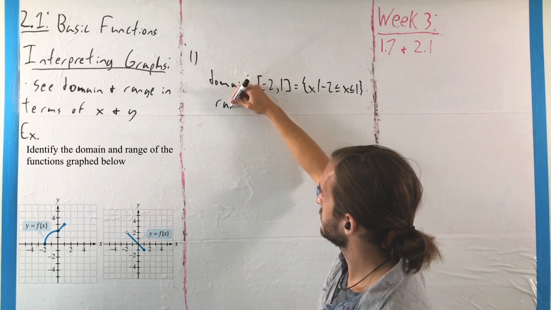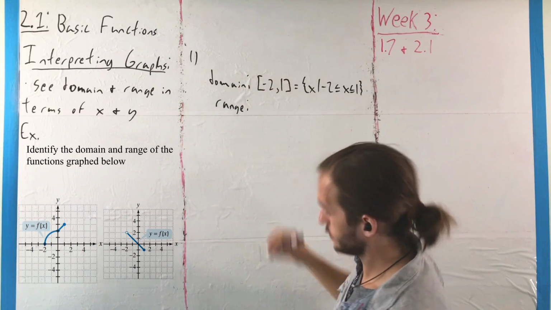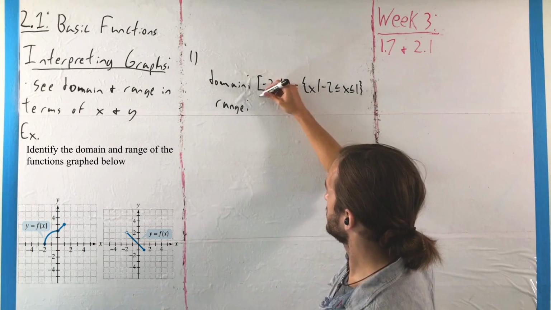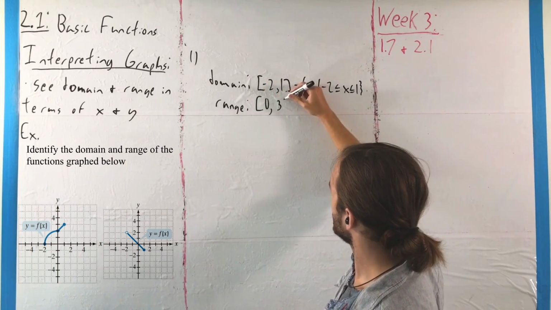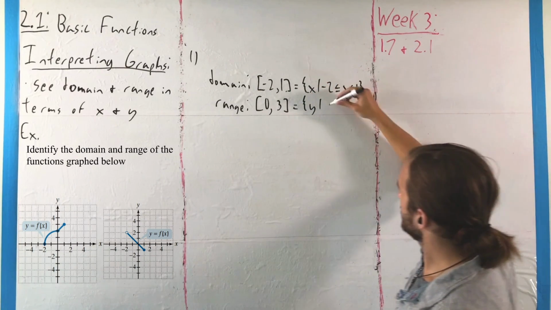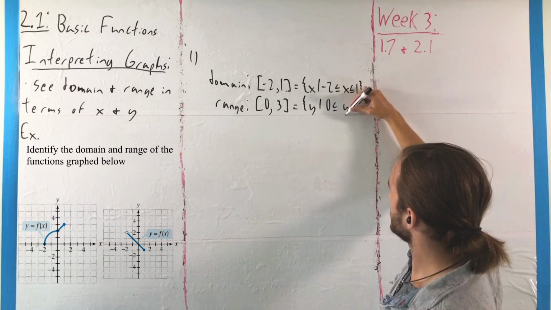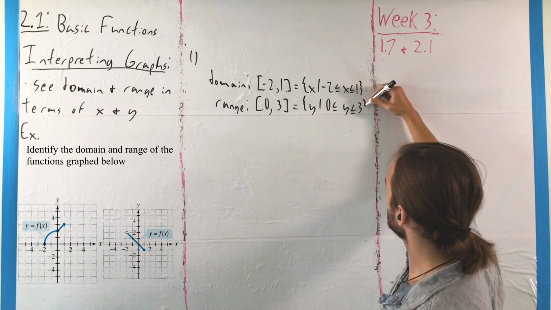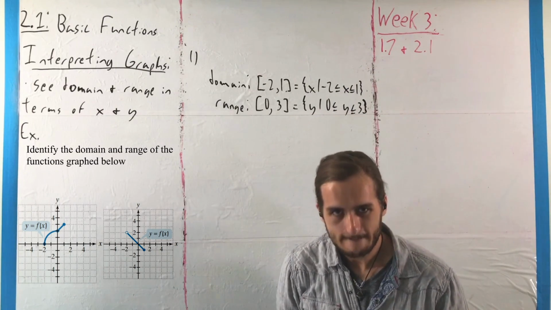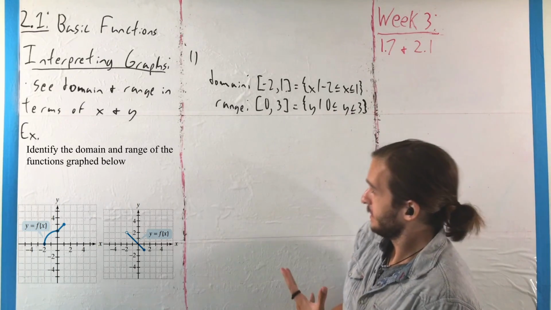Similarly, for the range, well, it goes from 0 to 3, so 0 to 3, or in set builder notation, y such that 0 is less than or equal to y is less than or equal to 3. It's close enough for me. That's as good as I'm going to get.